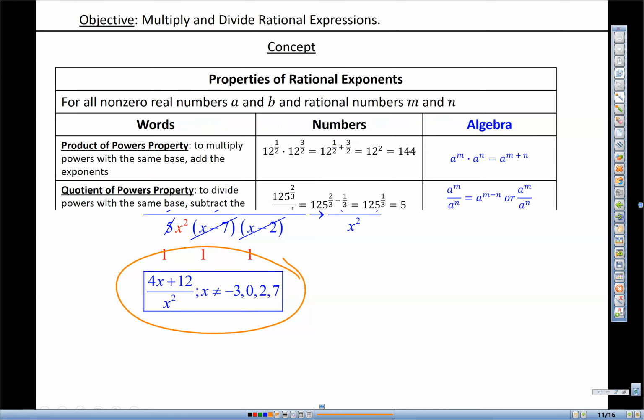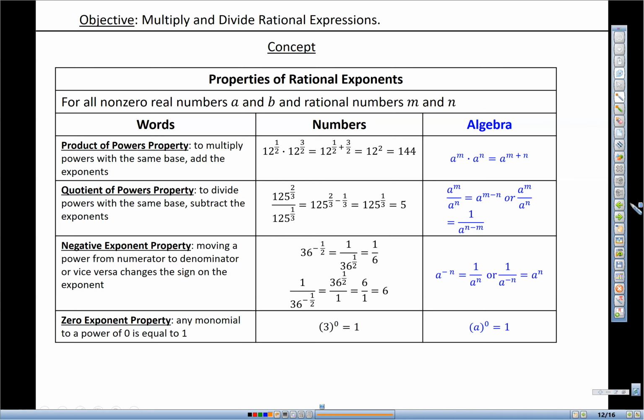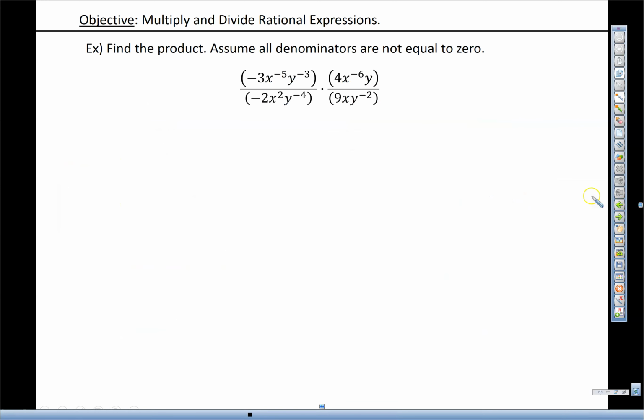All right, moving on. So what we're going to look at now will be still multiplication and division, but it will be using or involving monomials for our numerator and denominator, which means that we'll need some properties of our exponents, which apply. All right, let's take a look at this problem. Notice that the instructions now say to assume all denominators are not equal to 0. So that means that we don't have to worry about excluded values.